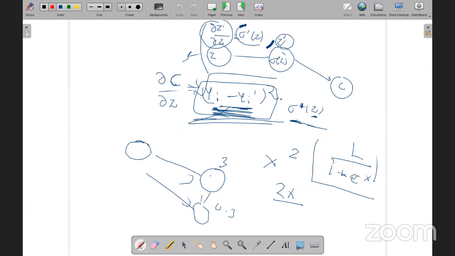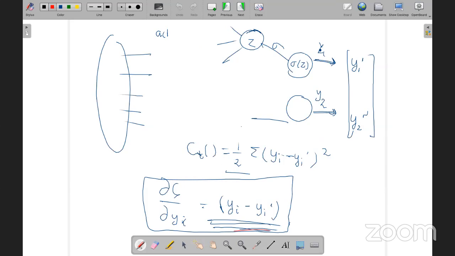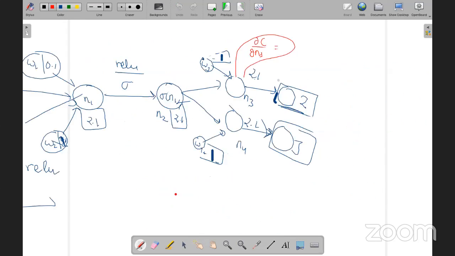the derivative is this, right? The difference. So you just write that. So dC by dn1 is 2.1 minus 2, which is 0.1. And for this one right here, dC by dn4, it is 2.1 minus 3, which is minus 0.9, I guess. Yeah.